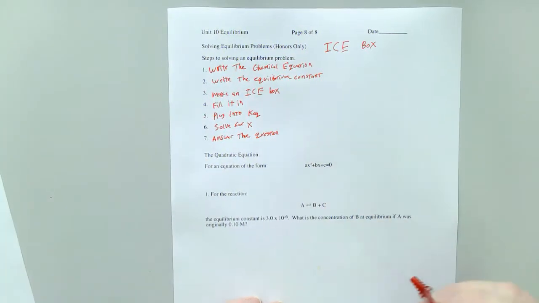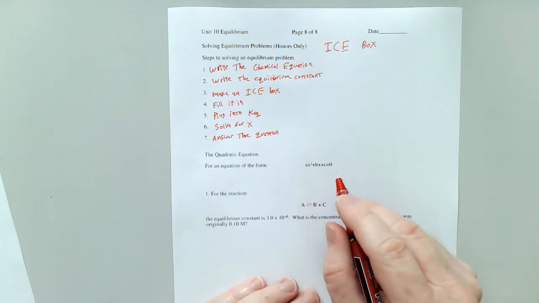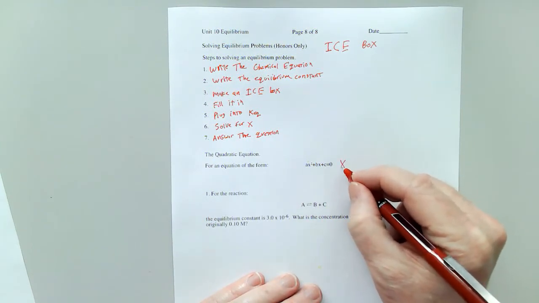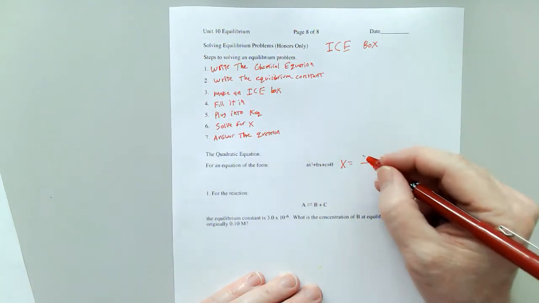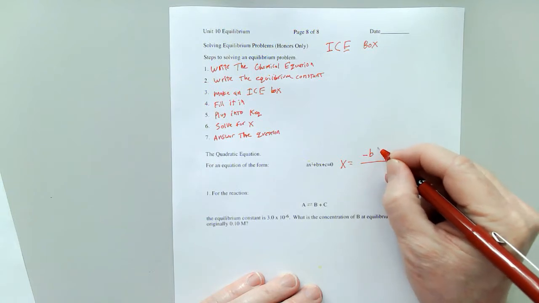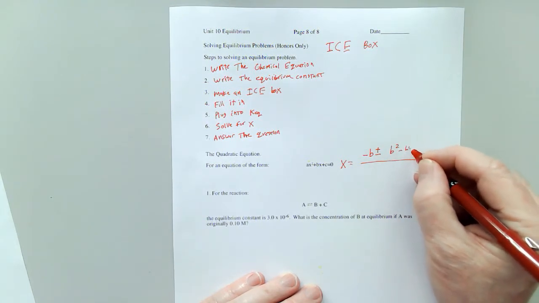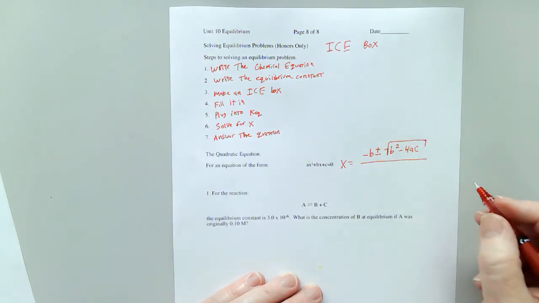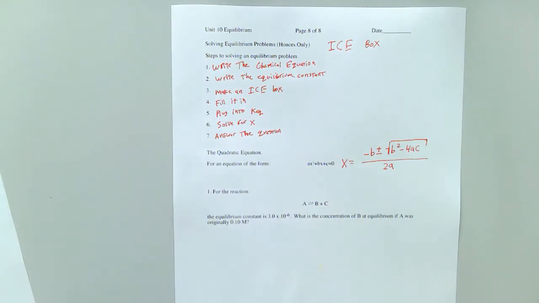All right. So, this might look familiar to you, the quadratic form. We know if we're in the quadratic form, we can solve for x by saying x equals negative b plus or minus the square root of b squared minus 4ac, all divided by 2a. That is often called the quadratic formula.